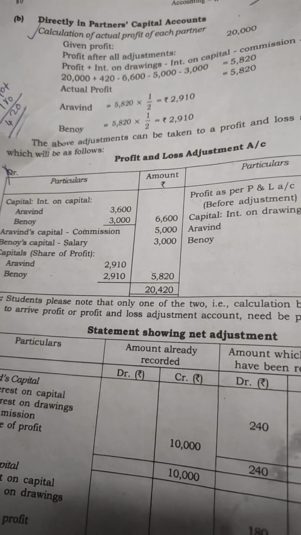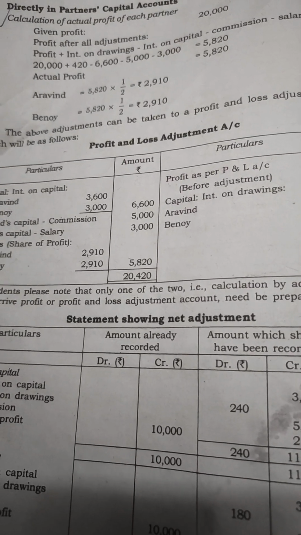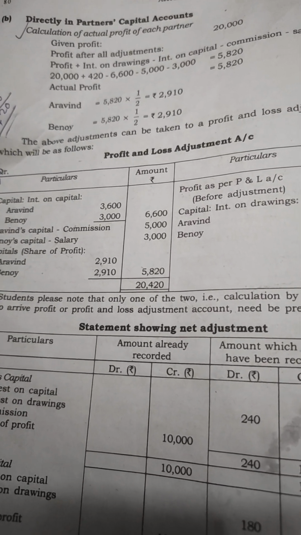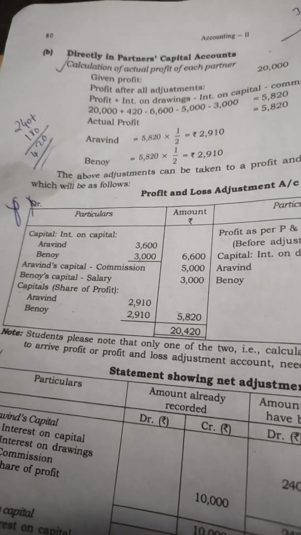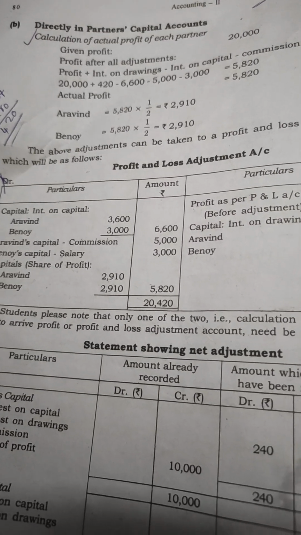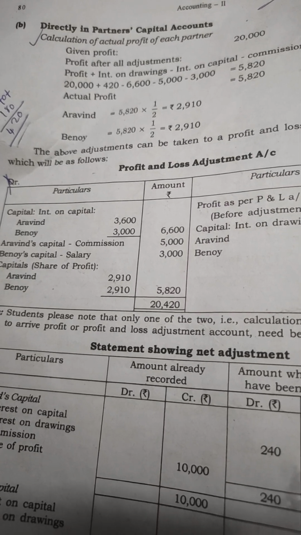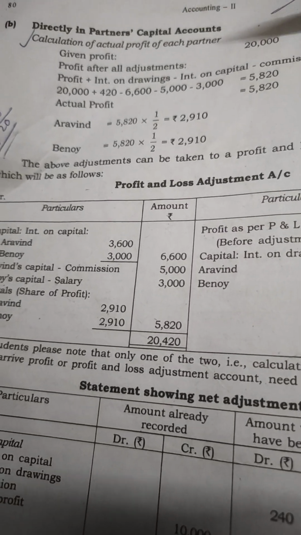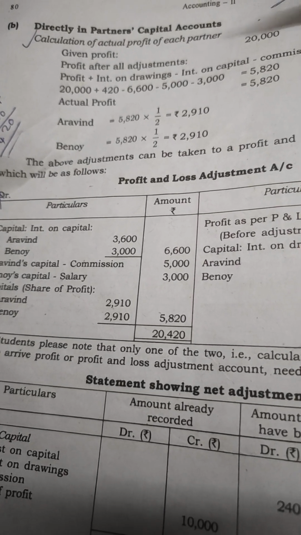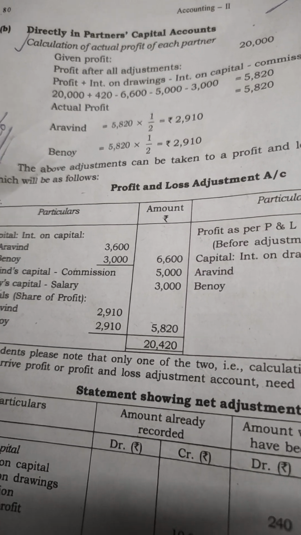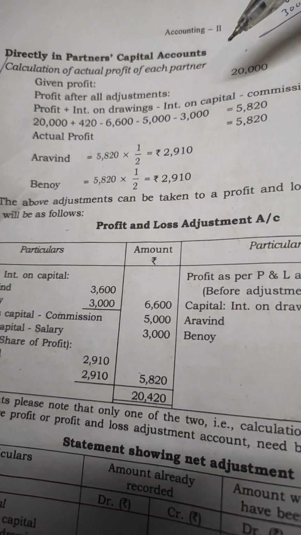So for making adjustments, we can rely on two methods: directly through the profit and loss adjustment account, or directly in the partners' capital accounts. How to prepare the profit and loss adjustment account, we have already discussed. Now we are moving on to the second method, that is directly in partners' capital accounts. So we have to write one heading as directly in partners' capital account.